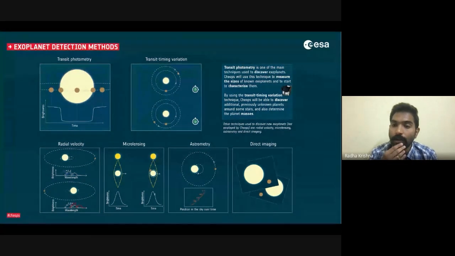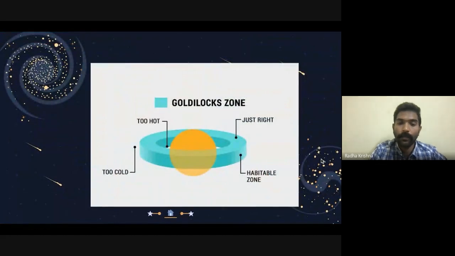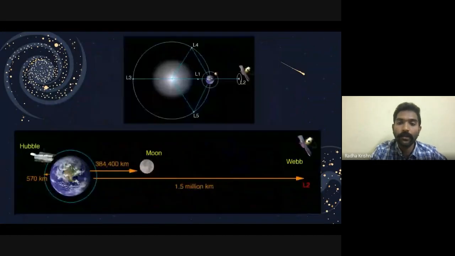As you mentioned, L2, Aditya L1. Okay, I'll just go to my presentation. These L1 and L2 points are called Lagrangian points. I'll just go to the presentation if I can. One second. I will show you the diagram for these Lagrange points.